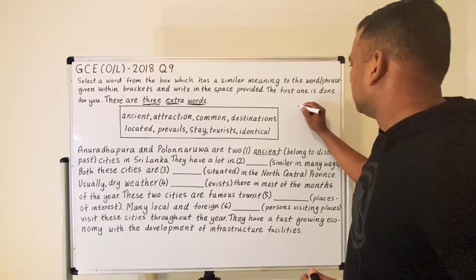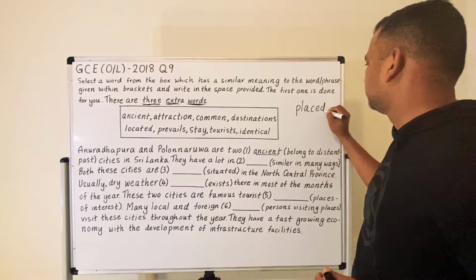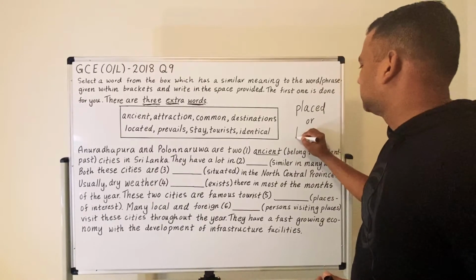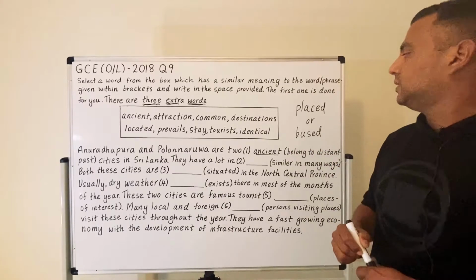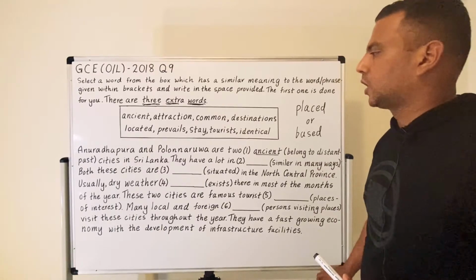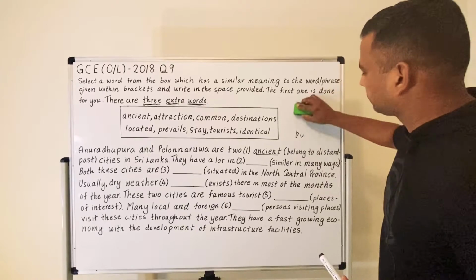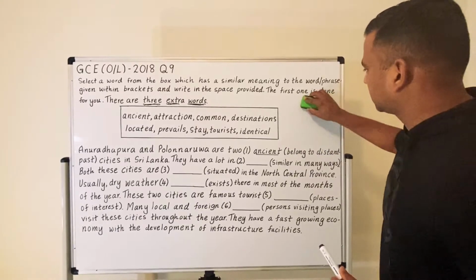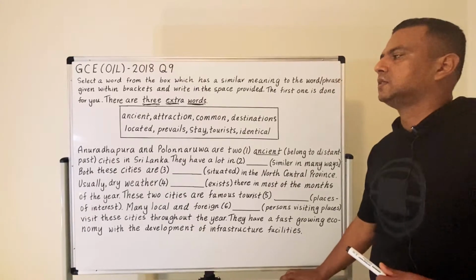Then you can say as synonyms for located සමාන පදයට placed or based. Okay, these are another two words which we can use instead of located. And then what do we have? Then what is the next word? Prevails. What do you understand by prevails?